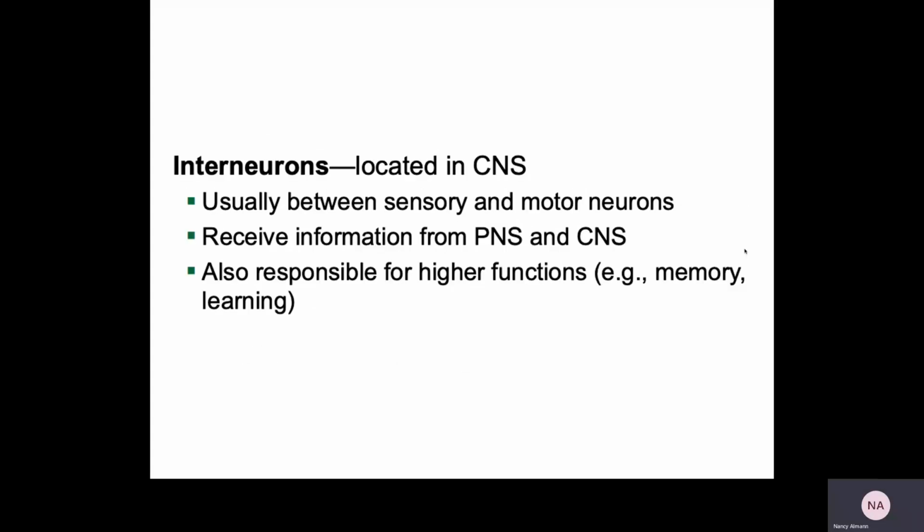Interneurons, we know, are within the CNS. They are usually found in between sensory neurons and motor neurons. They take in information from the peripheral nervous system or their neighbors within the CNS, and they are also going to be associated with the so-called higher functions like memory and learning.